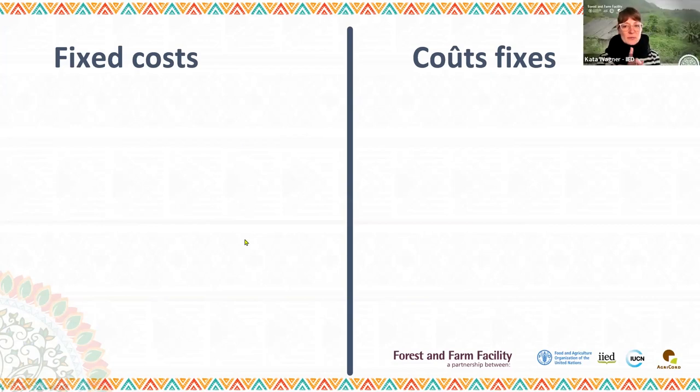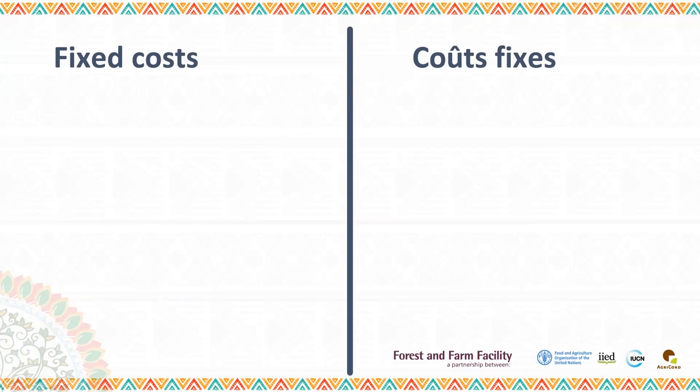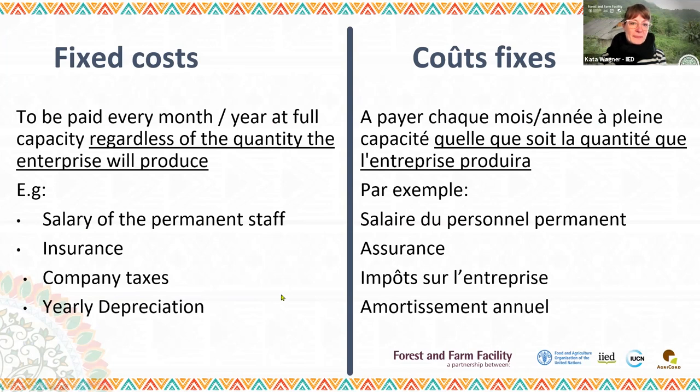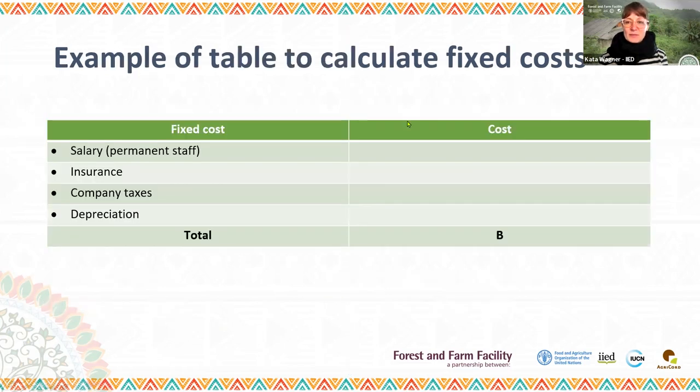Yes, I think there is one important point about fixed costs, and that is that fixed costs are those costs that have to be paid every month or every year at full capacity, whatever the quantity of the product that you're producing. Examples of this would be the salary for permanent staff, a manager for example, someone who is always employed in the enterprise, no matter what the production level is at that moment. It's things like insurance. It's things like fixed taxes for the company, not on your revenues, but for the company itself. And as Wahangi said, it's your yearly depreciation. And I'm going to come to that in a bit.